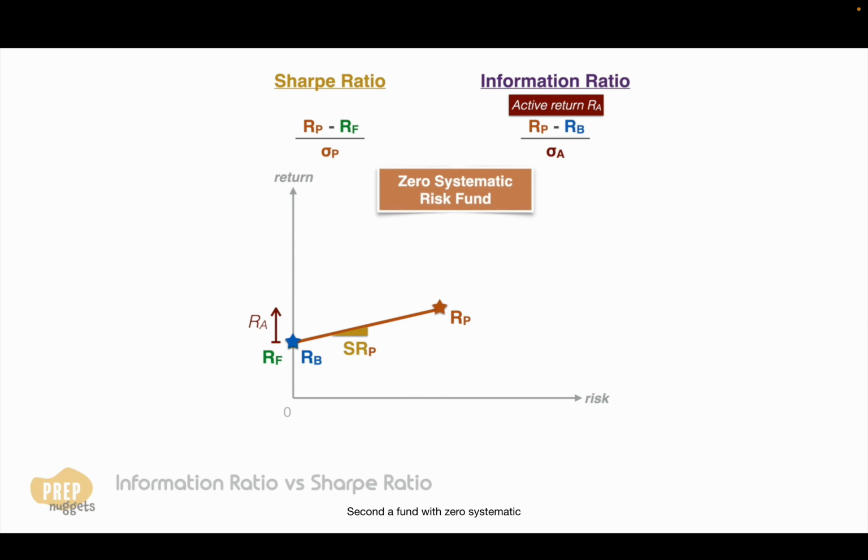Second, a fund with zero systematic risk that uses the risk-free rate as its benchmark would have an information ratio that is equal to its Sharpe ratio. This is because active return will be equal to the portfolio's return minus the risk-free rate, and active risk will be equal to total risk, as the benchmark risk is zero.